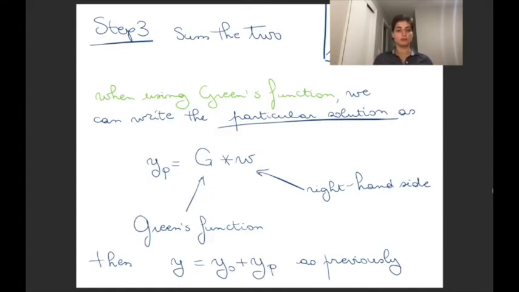When we're using the Green's function, what we want to do is write the particular solution as a convolution between the Green's function and the right-hand side. And then we can again write y, the full solution, as the sum of the homogeneous solution and the particular solution. But this is one of the mistakes I noticed in review 2. The Green's function does not include the homogeneous solution. The Green's function only works to fix the particular solution.